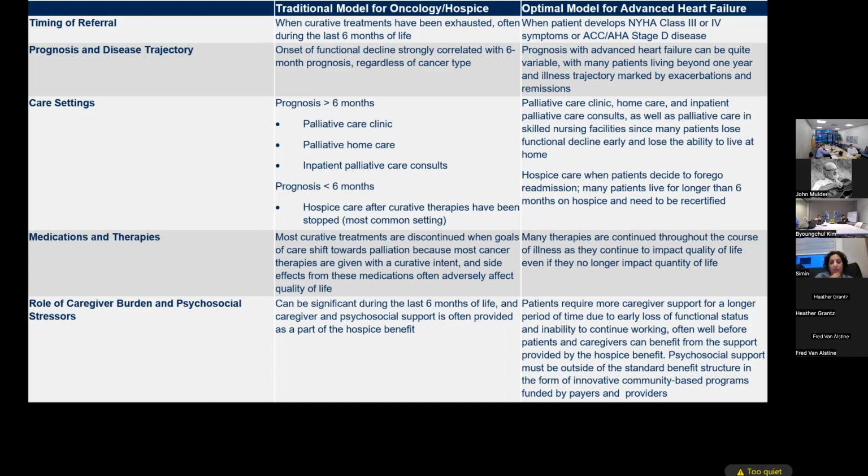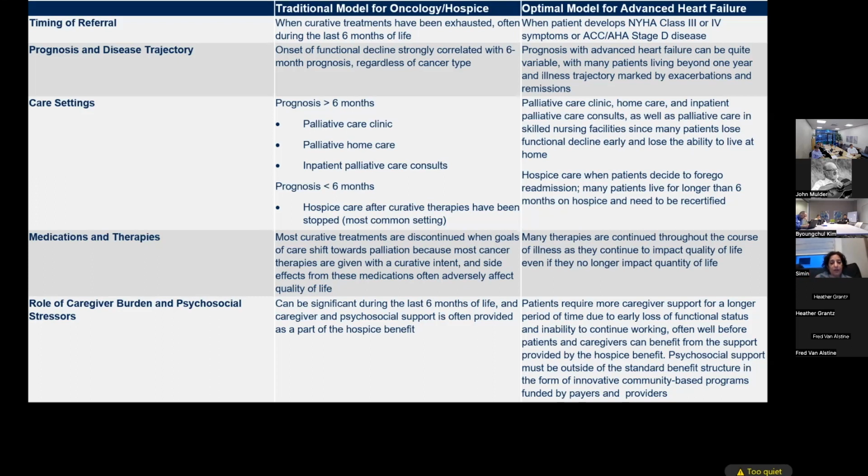Whereas heart failure patients might be involved in palliative care clinics for an extended period of time with home care involved, with home palliative care. Their functional decline may have gotten to a point where they can't even live at home, and they've been in a skilled facility for an extended period of time. And so that line between palliative care and hospice is not quite as clear in heart failure patients.